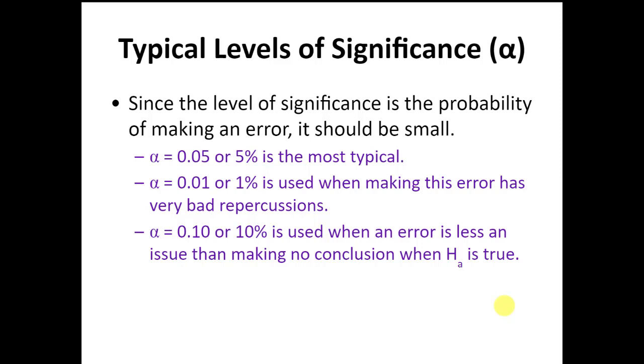For most of the research that we do, especially the research that I do when it comes to educational research, we usually use a 5% alpha. It's the most typical. If you're working with something like medicine, medical studies will rarely use a 5% alpha.